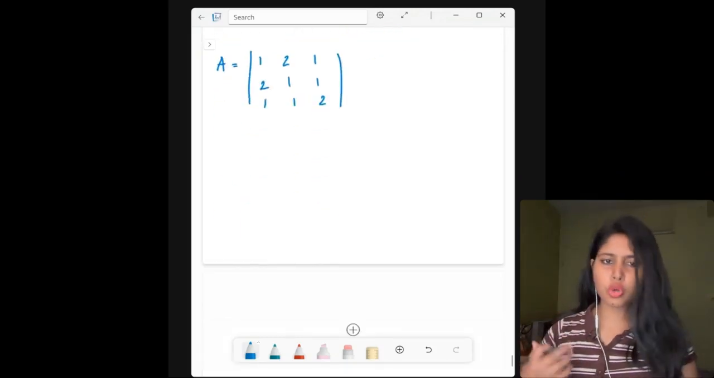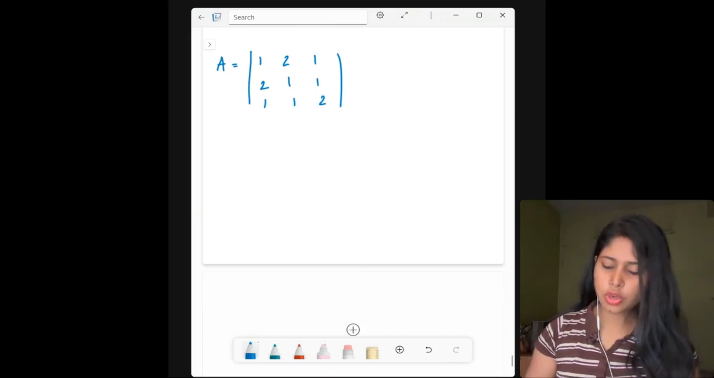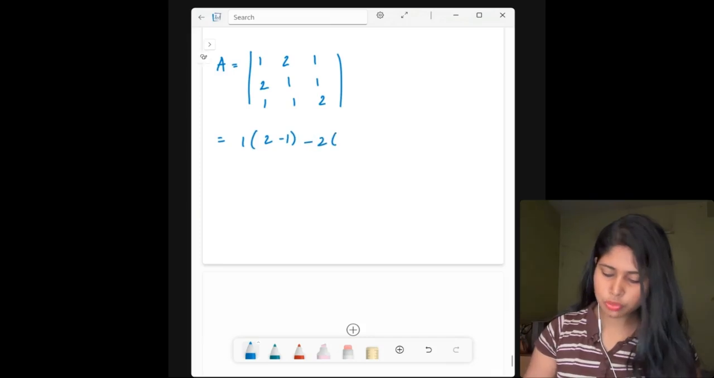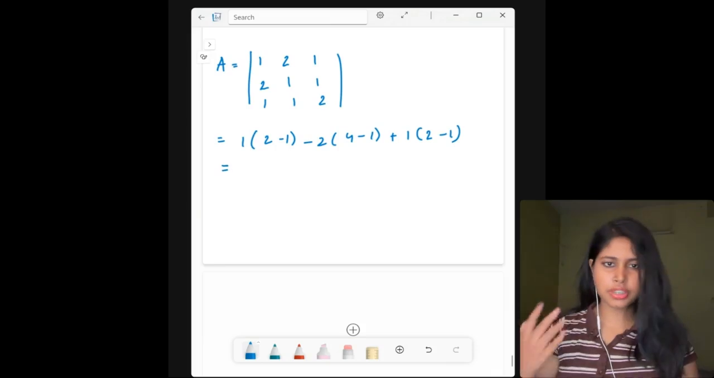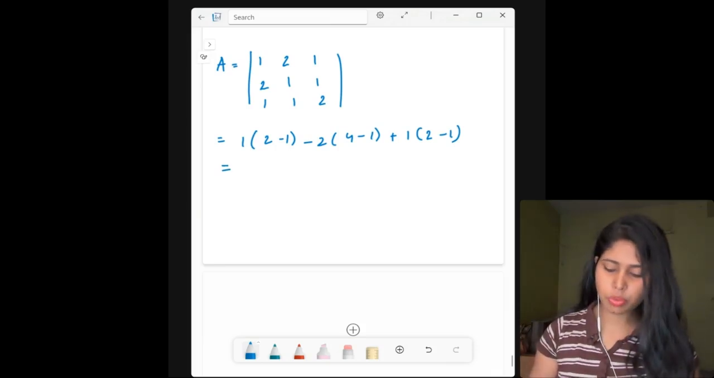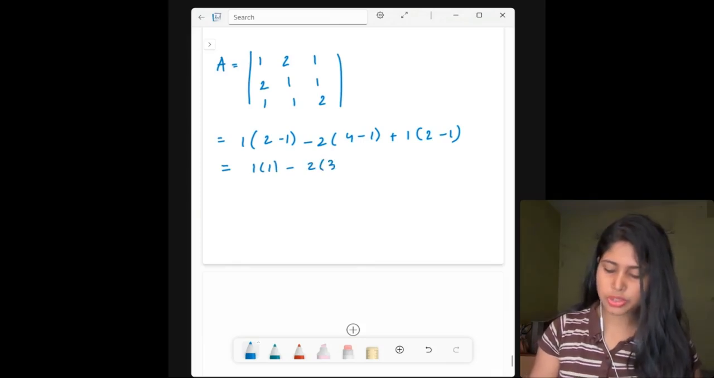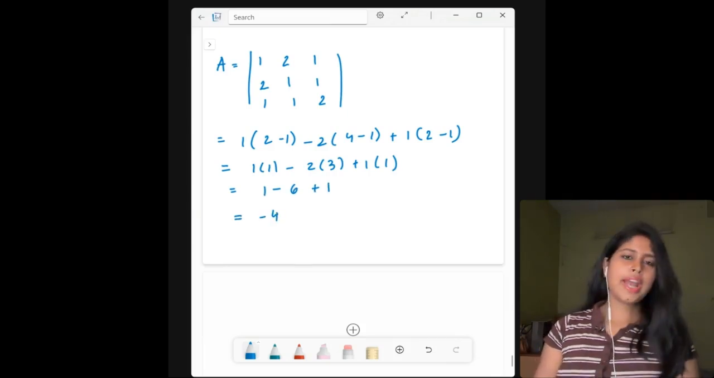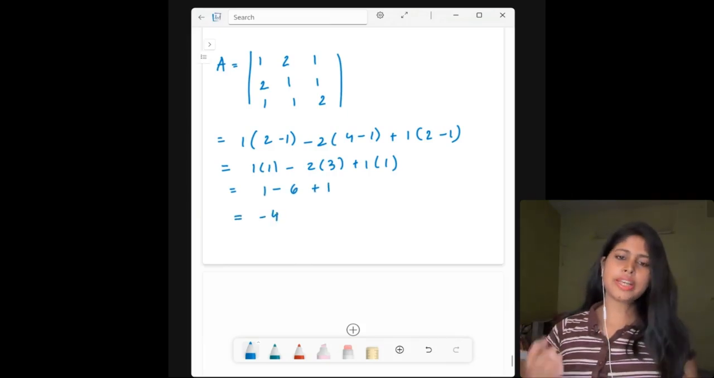And we already know how to find determinants, right? So it is 1 into (2 minus 1), minus 2 into (4 minus 1), plus 1 into (2 minus 1). And let us further calculate it. That is 1 into 1, minus 2 into 3, plus 1 into 1, which equals 1 minus 6 plus 1, which equals minus 4. And we have got our determinant of the coefficient matrix, and now we will do what?